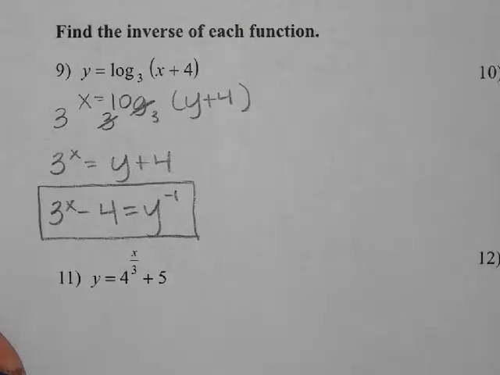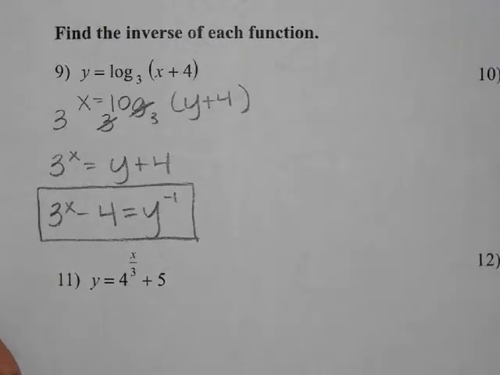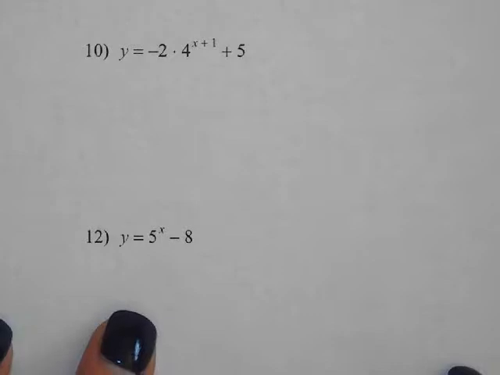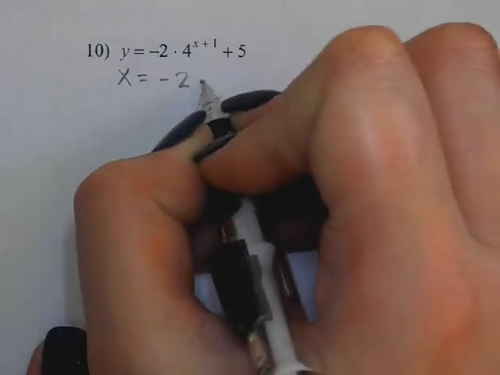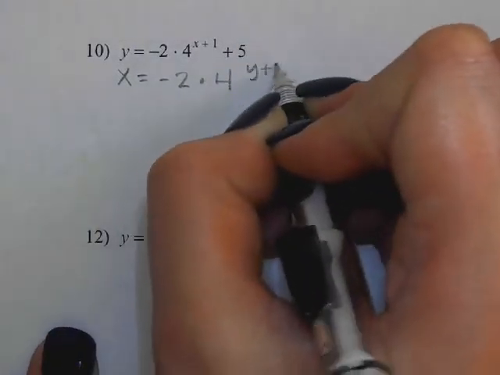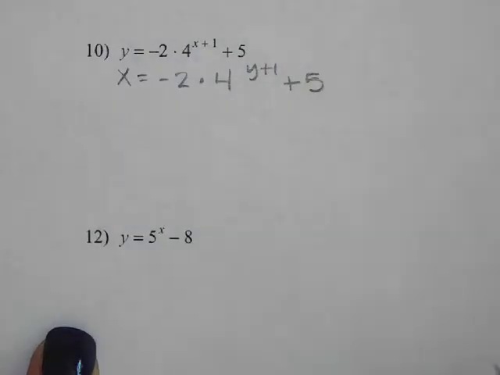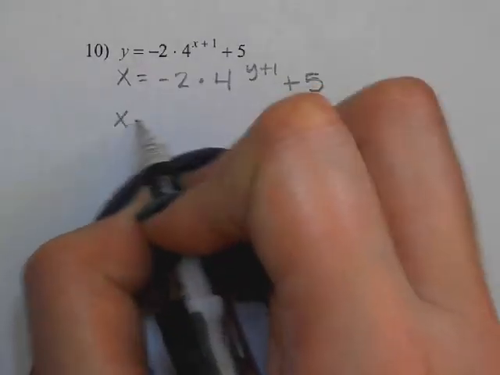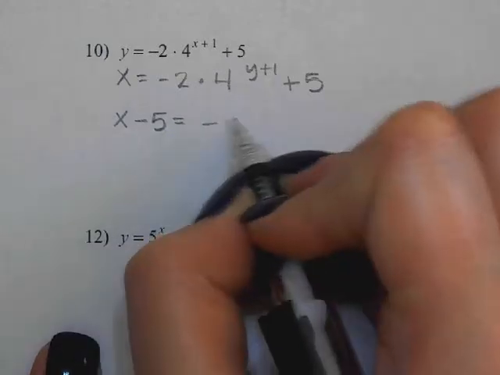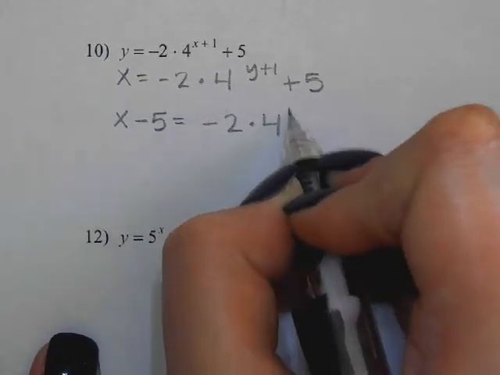All right, let's try number 10. All right, so before we do any math, what should I do first? Switch the x and the y. Okay. Is there anything I could add or subtract to the other side? 5. What do I have to do with it? Subtract. So x minus 5 equals negative 2 times 4 to the y plus 1.